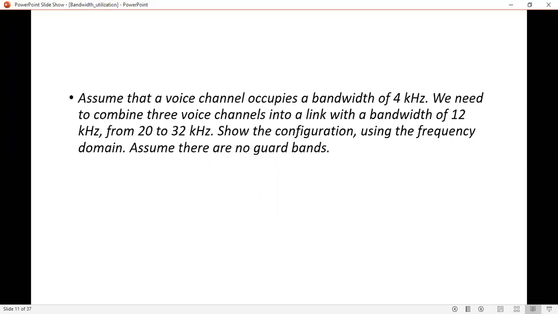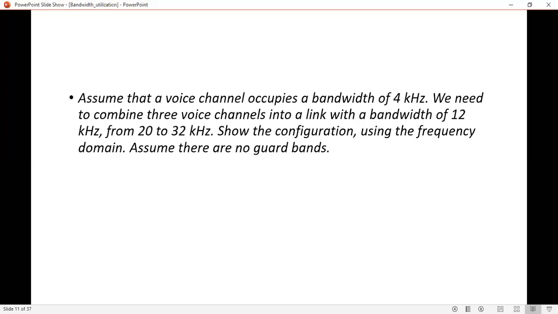We need to combine 3 voice channels into a link with a bandwidth. Each voice channel is 4 kilohertz, so you need 4 into 3 bandwidth, isn't it? See the question: bandwidth of 12 kilohertz from 20 to 32 kilohertz. That means the bandwidth given is F minimum 20 and F max 32 kilohertz.